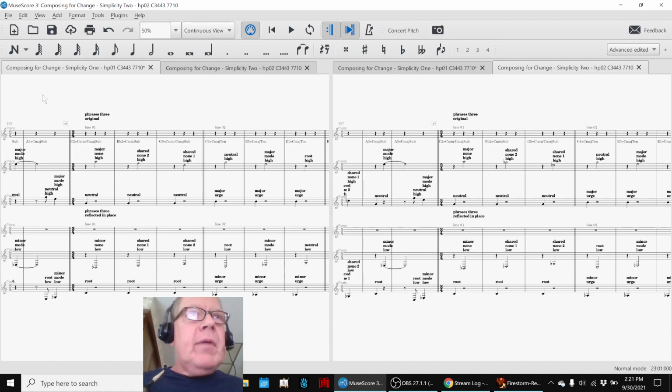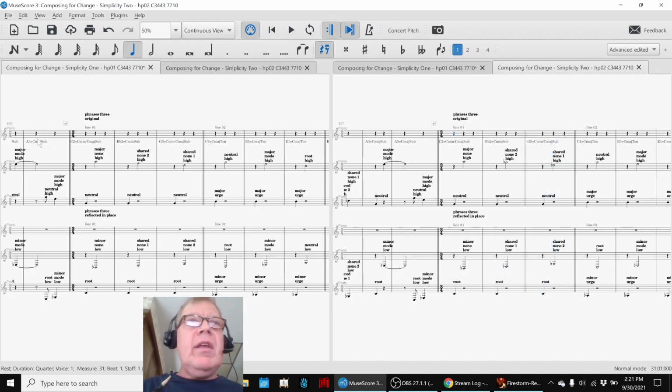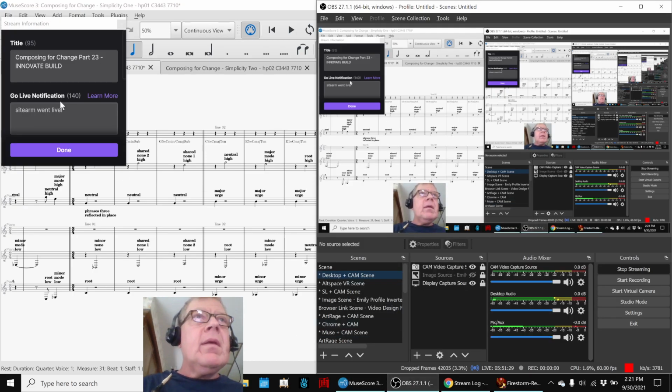Let's do the recap. Okay, here is our updated Simplicity 1 major, and here is our Simplicity 2 updated. Alrighty, ladies and gentlemen, this is a recap of Composing for Change, Part 23, Innovate, Build.